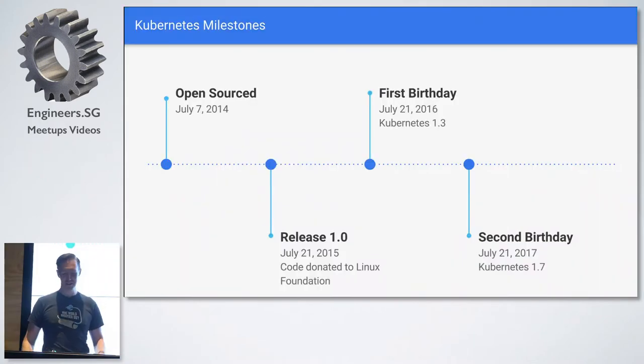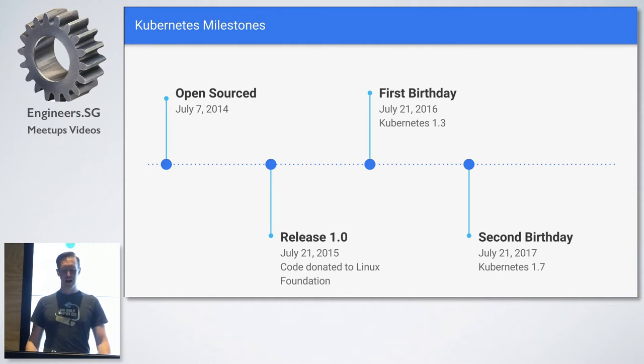We've got a cake and everything. So as a milestone, just to run through things, it was open sourced back in July of 2014. It caused a bit of interest there, especially because it was coming out of Google, but it wasn't really until the 1.0 release that things started really picking up.